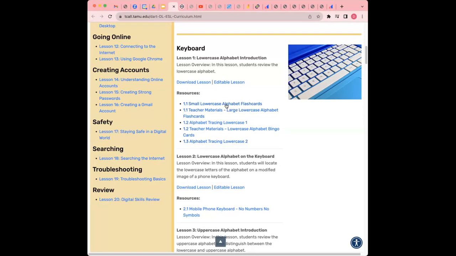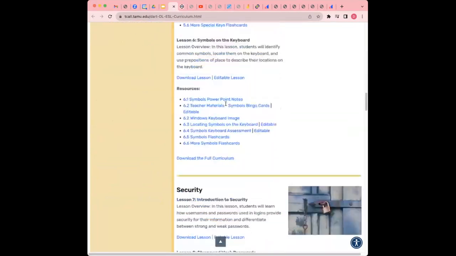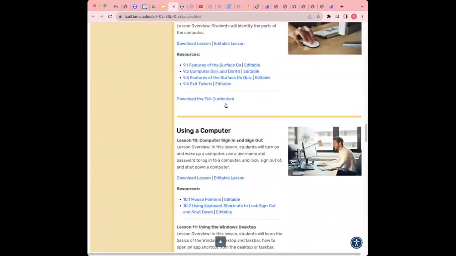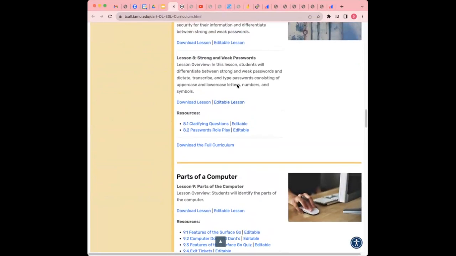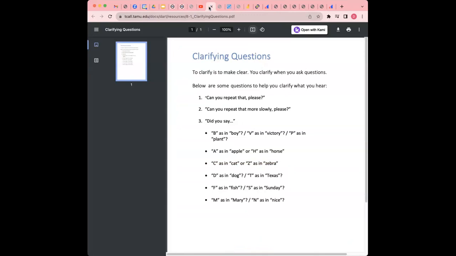So we looked at the resources for lesson 1. But we've been talking about the password lesson, which is here, strong and weak passwords. Again, you can download the lesson or download one that's editable. You can look at two different handouts that I'm going to show you here. This one is on clarifying questions. So there are some questions here that you're going to ask them to work on with a partner or a small group.